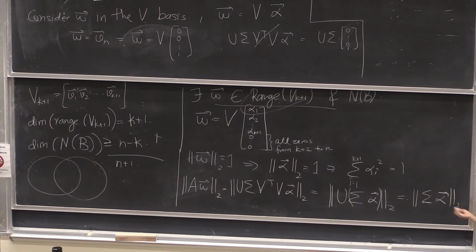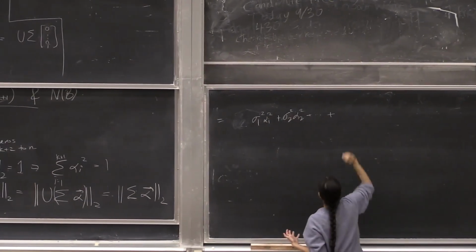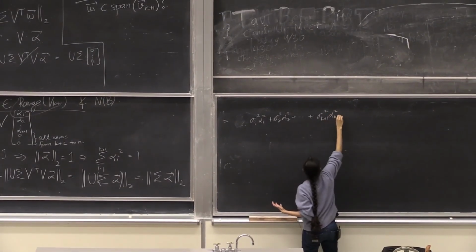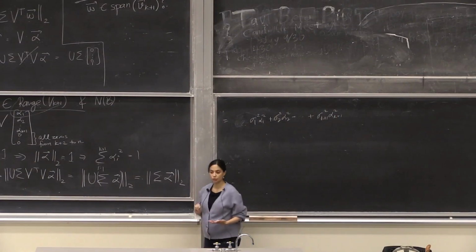Okay? Now, sigma times alpha, what can we say about sigma times alpha? Sigma is all of these singular values along the diagonal, right? So how can I write this out? This is equal to sigma 1, basically I'll just write the sigma 1 squared, alpha 1 squared, plus sigma 2 squared, alpha 2 squared, plus dot, dot, dot, all the way up to sigma k plus 1 squared, alpha k plus 1 squared, right? After that, the alphas are 0. Everything else is 0. So this is what we have.